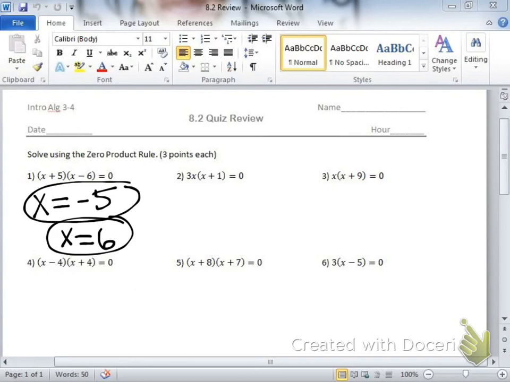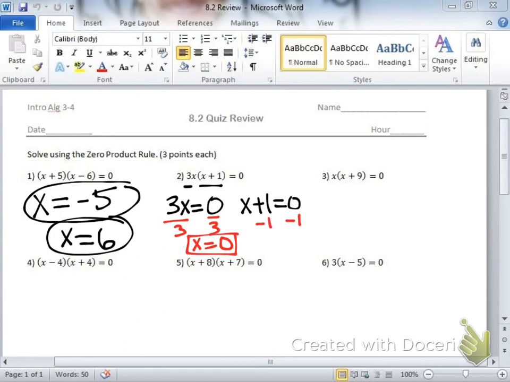Alright, so for number 2, the zero product rule states that if two factors multiply together to give us a 0, either the first one is 0 or the second one is 0. When we solve for x, we're going to divide both sides by 3. What is 0 divided by 3? 0. So 0 is one of our solutions. And the other one, we undo adding 1 by subtracting 1. What is 0 minus 1? Negative 1. So our two solutions for number 2 are 0 and negative 1. Any questions? Yeah.